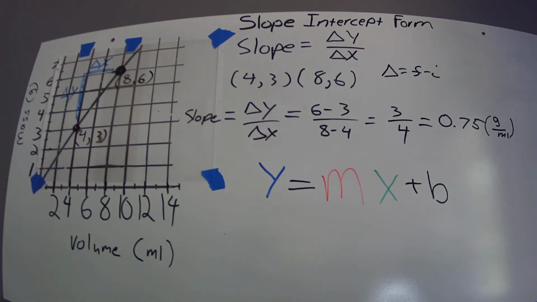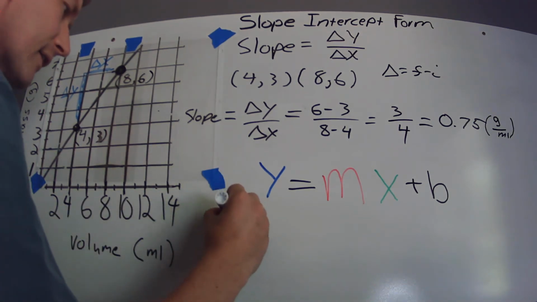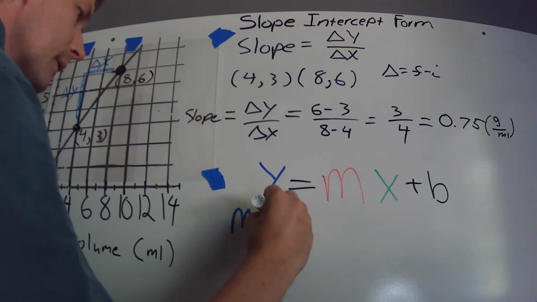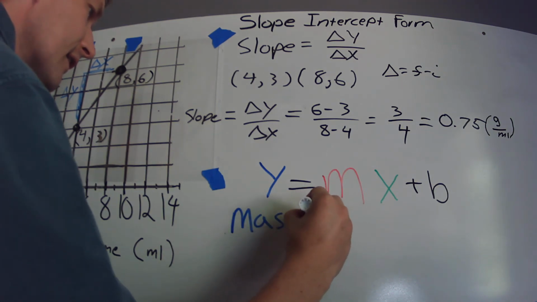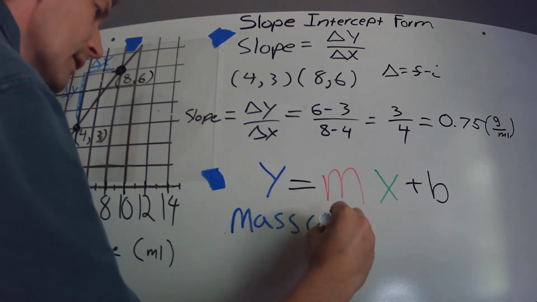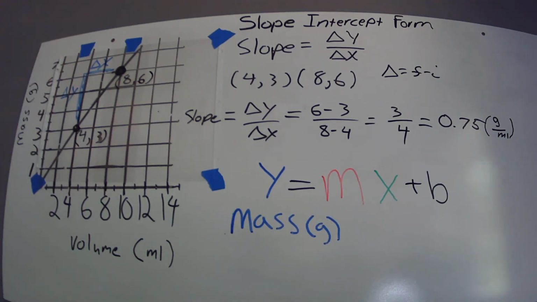But let's start with y. What do we do when we want to write slope-intercept form in a scientific way with units? What do we do on y? Well, it's just going to be the y-axis. This is the difference between this graph and a graph in math class: I actually have labels on my axes. Instead of saying y, you're going to use that label on your axis. So y is mass. I'm color coding these. Mass, and I can put my unit, mass in grams.